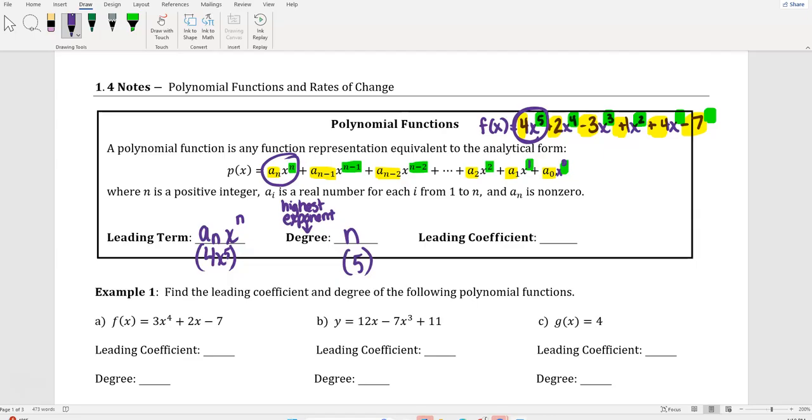And then the leading coefficient and leading terms sound like they have to be the very first. And if your polynomial is in standard form, they will be the very first term. But sometimes, like in the examples to come, you don't have these functions in standard form. So wherever your highest exponent is, the coefficient is the number in front of that. So the leading coefficient in this case would be a sub n. Or if we look at the polynomial that I wrote up here, the leading coefficient is just 4.